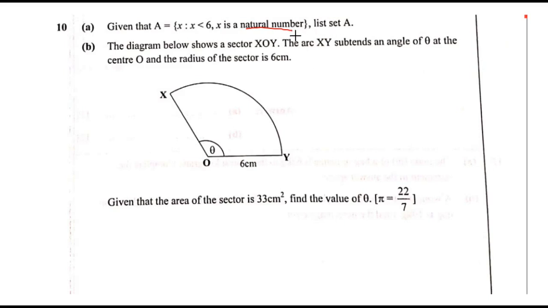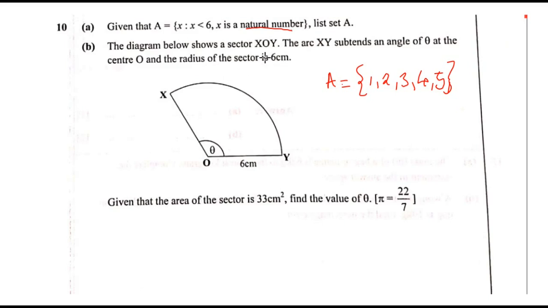So if we want to list the set A, which is a set of natural numbers less than 6, that will be very easy, it's a fairly simple one. We just say the set A has the members 1, 2, 3, 4, 5, and that's it, because they are less than 6. So these are the members of set A.